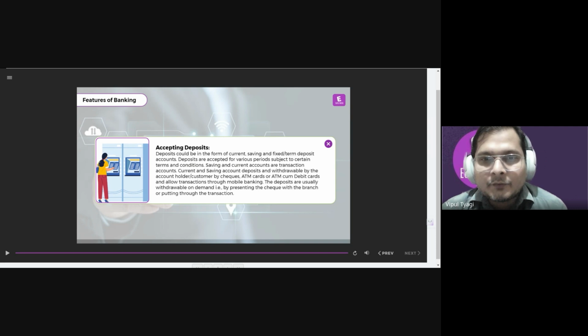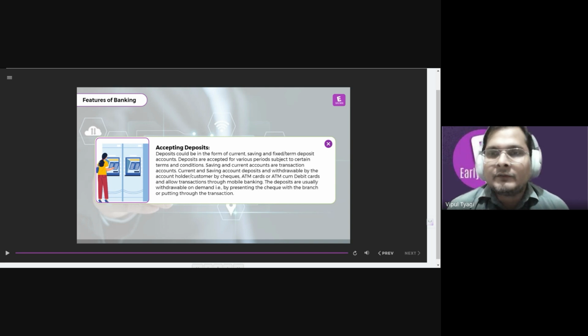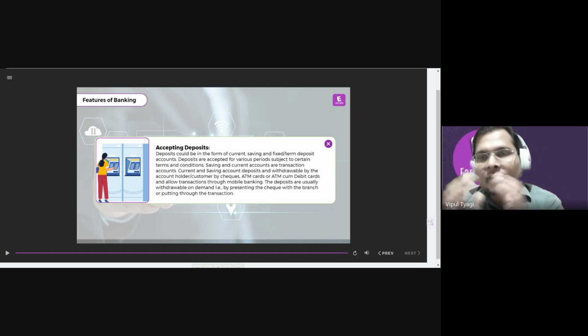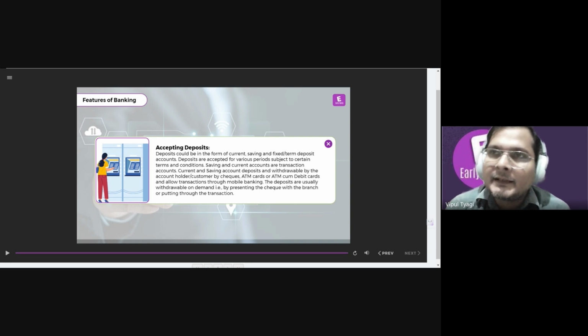So you will ask, what is an FD? An FD is also an investment instrument in which you have to deposit your money for a fixed period, meaning a fixed time, like 1 year, 2 years, 3 years, 3 months, 6 months.